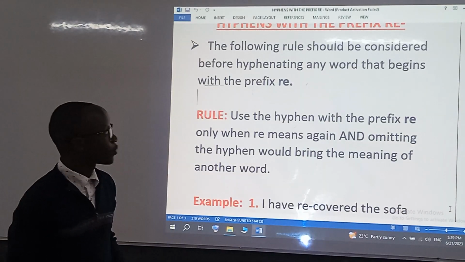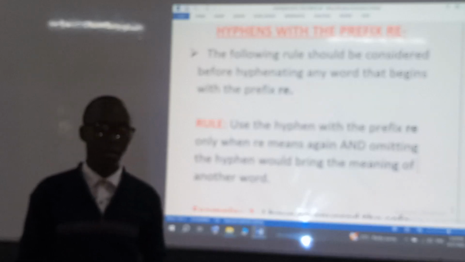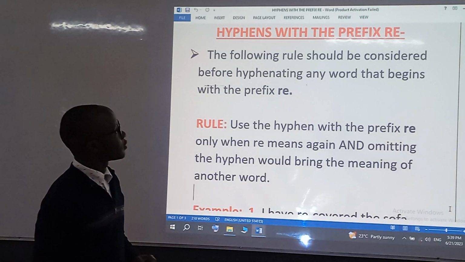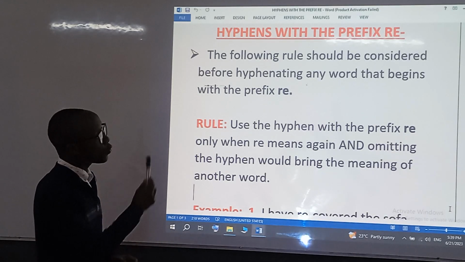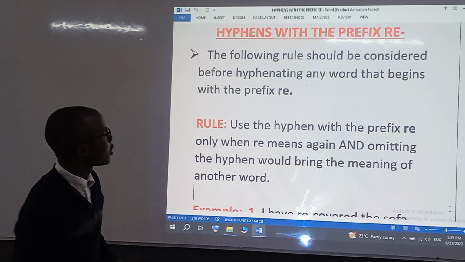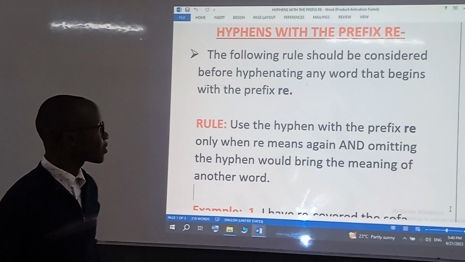So today we are looking at how to use hyphenated words with the prefix re. How can we hyphenate words that begin with the prefix re? Now, the following rule should always be considered before hyphenating any word that begins with the prefix re. So what does the rule state?